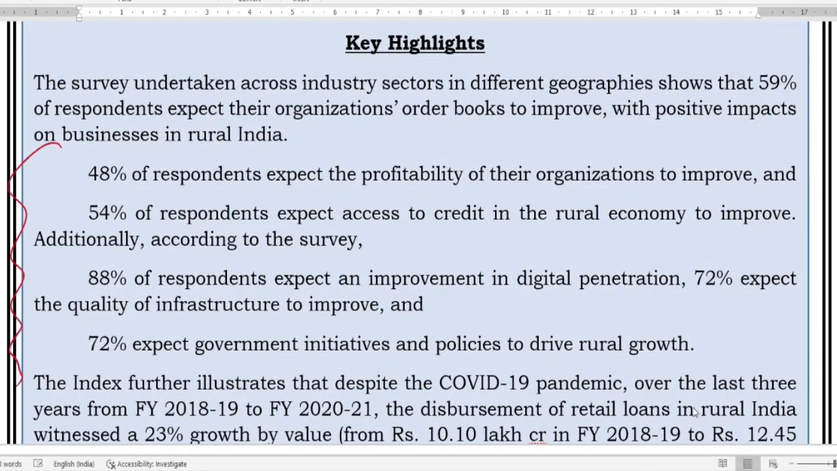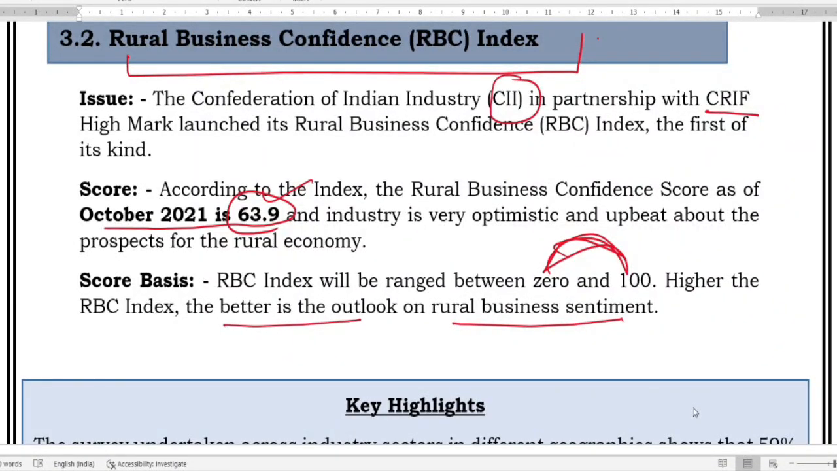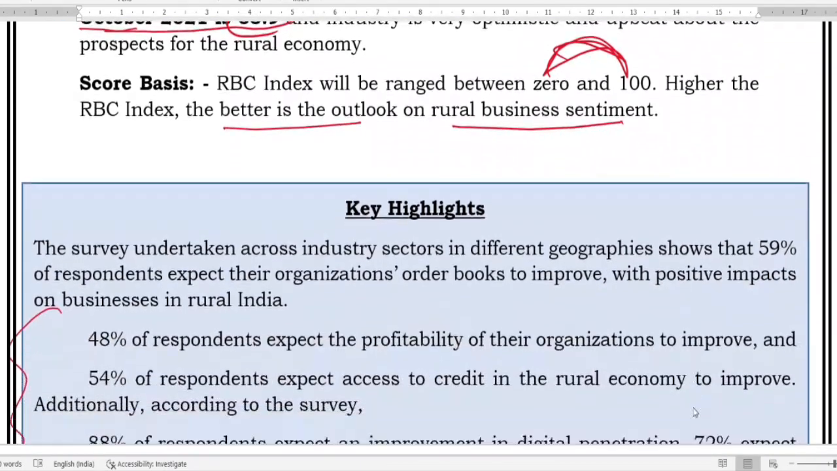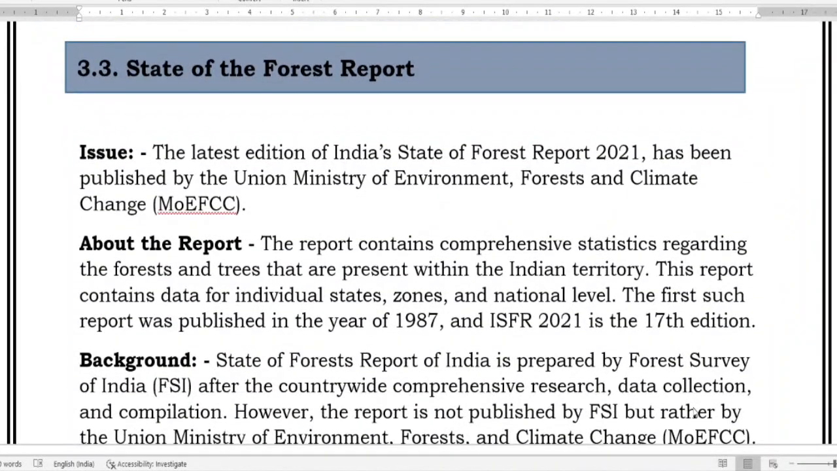Now you can just read it. Obviously, the minute details are not that important. October 2021, 63.9. This was first of its kind, issued for the first time for October 2021. This was done by CRIF and CII in partnership. All these few details are important. Rest everything, just go through it twice. It would be enough.